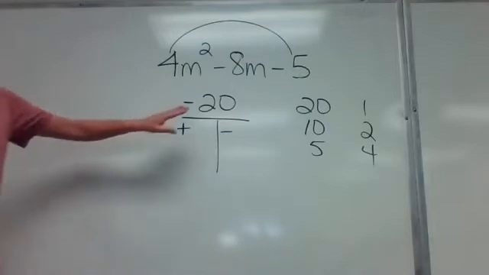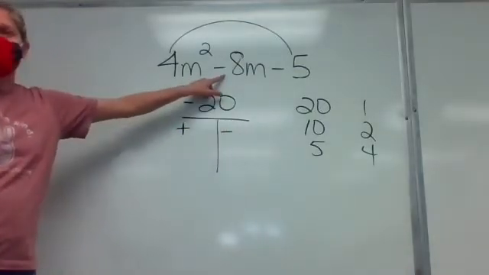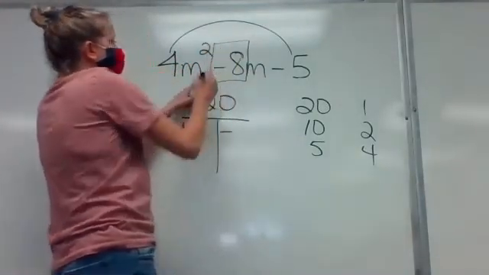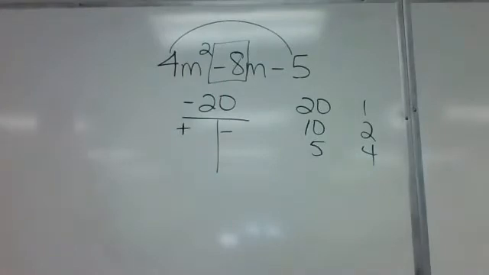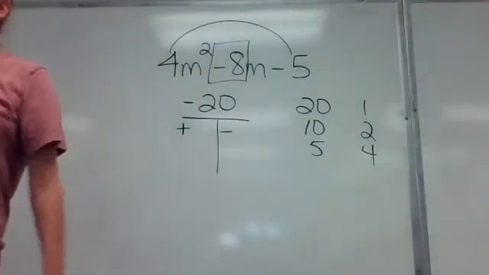Now, what do these two numbers that I'm going to put in here have to add to? You're always, always, always adding to the middle number. So they're going to have to add to negative 8. Don't worry about the negative. Let's first of all just see if we can find out which one of these pairs we're going to use.